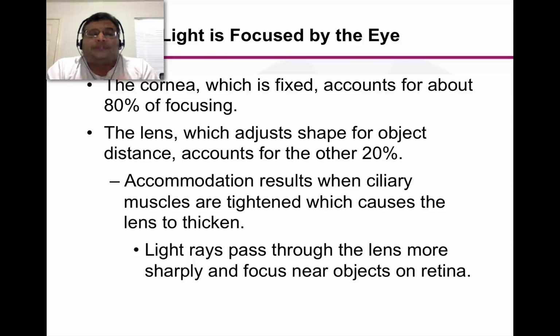So the light passes through the cornea, gets focused there. A lot of the focusing happens in the cornea. Then it passes through another little blob of tissue inside your eyeball called the lens. The lens is right behind the hole in your eye, which is the pupil, and the lens can change shape.